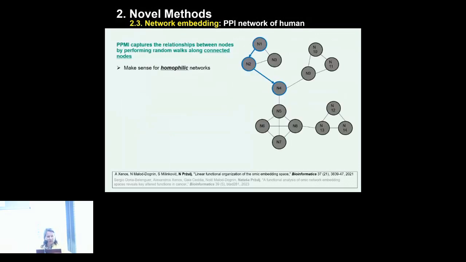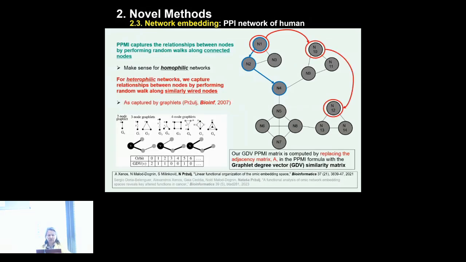Now, for homophilic networks, random walks make sense because adjacent nodes in the network share function, but not for heterophilic nodes. And because quite some time ago we have shown that similarity in the wiring patterns can mean similarity in biological function based on graphlets. Now, instead of randomly walking along the connected paths, we randomly walk between the nodes that have similar wiring patterns. So in that formula that I've shown you, we'll replace the adjacency matrix with the graphlet degree vector similarity matrix. So graphlet PPMI. Okay, so this is basically the essence.